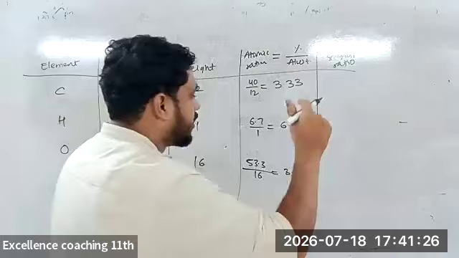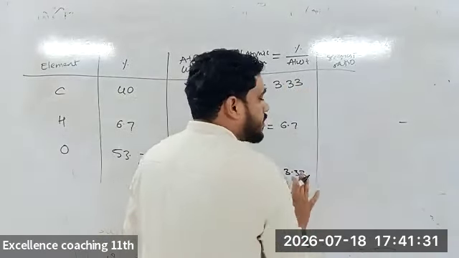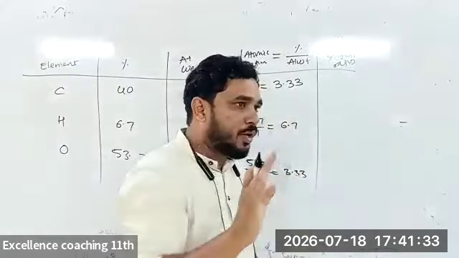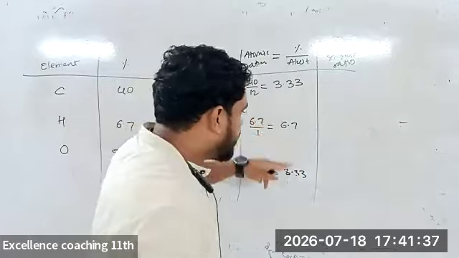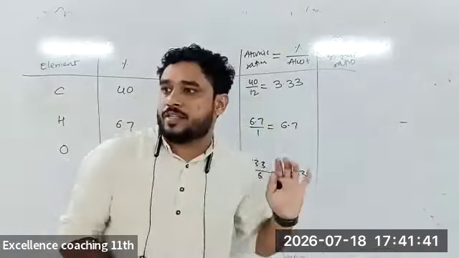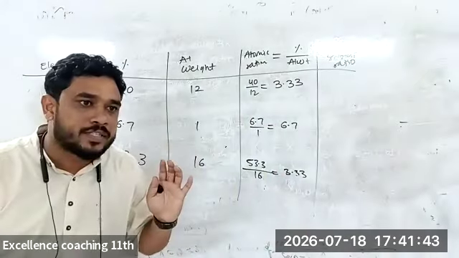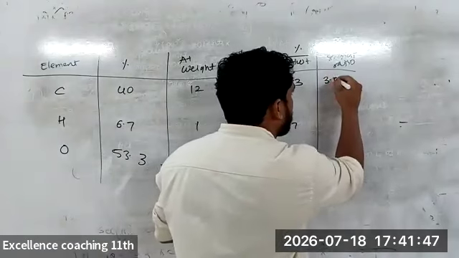Now, how to do the simplest ratio? Focus here. Out of these 3 you have to find which is the lowest value. Both are the same here, so no problem, but in the next example or any other example you will find 3 different values. Out of these 3 you have to check which one is the lowest. So for us now, which one is the lowest? 3.33. So I will divide all the values by the lowest one.